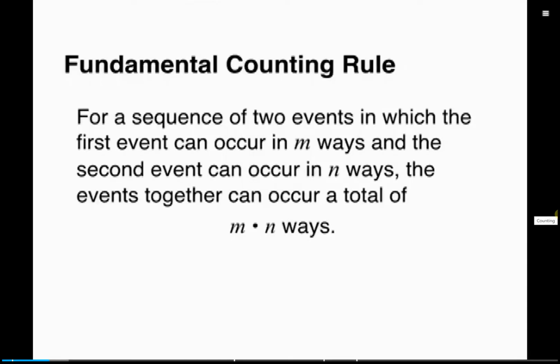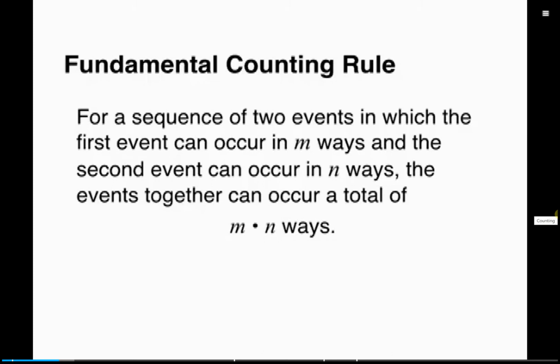But what we can do is use some different counting methods, and that's what we're going to go over today. So the first counting method I'd like to look at is the definition of the fundamental counting rule. The fundamental counting rule says that for a sequence of 2 events in which the first event can occur in m ways and the second event can occur in n ways, the events together can occur in a total of m times n ways. Now, this isn't quite going to apply to the prior example yet, but we will get there.